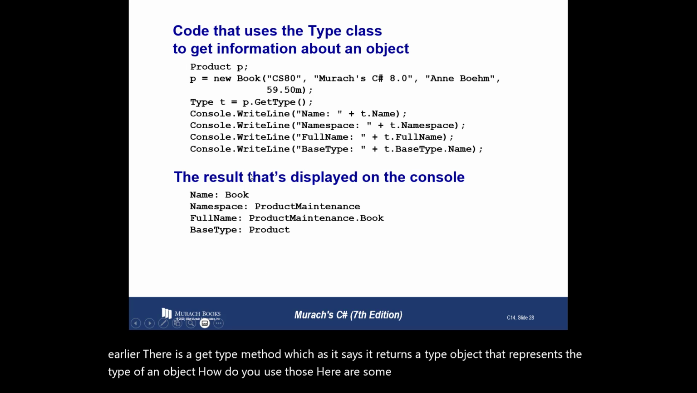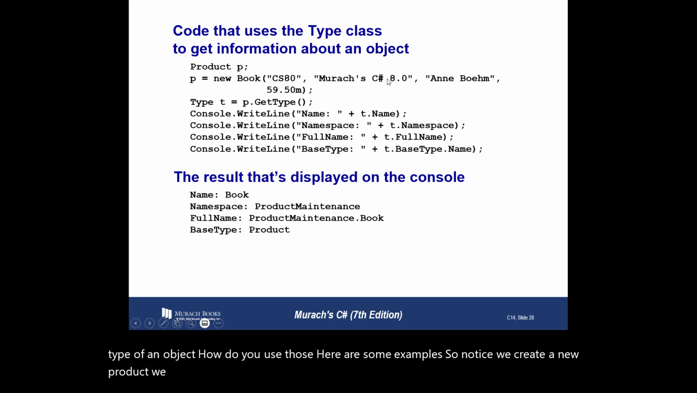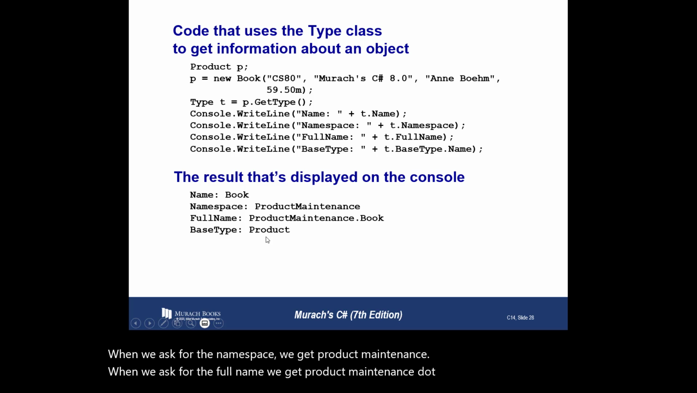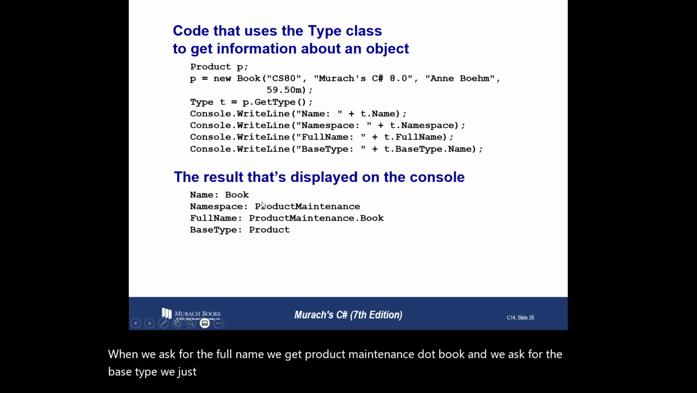So notice we create a new product. We initialize it. There's our code, there's our description, there's our author, there's our price. When we ask for the type of product, we get book because it is a book. When we ask for the namespace, we get product maintenance. When we ask for the full name, we get product maintenance.book. And when we ask for the base type, we just get product.